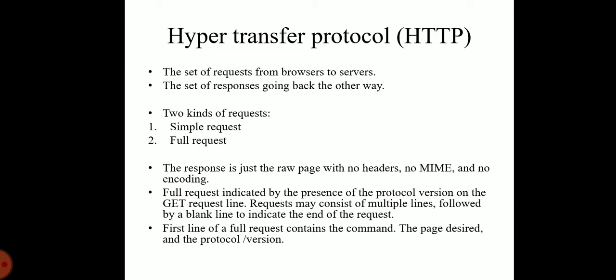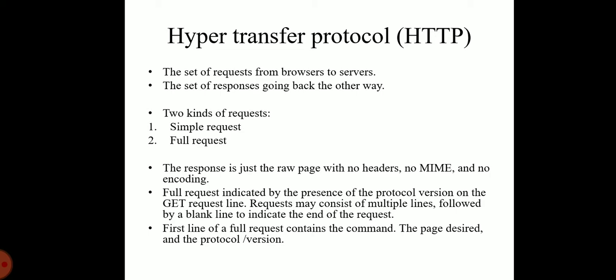The full requests are indicated by the presence of the protocol version on the GET line, that is a request line. The request may consist of multiple lines followed by a blank line to indicate the end of the request. The first line of the full request contains the command, the page desired and the protocol version. HTTP was designed for use in the web. It has been made more general than necessary with an eye to future object oriented applications. For this reason, the first word on the full request line is simply the name of the method, that is a command to be executed on the web page, which is a general object.